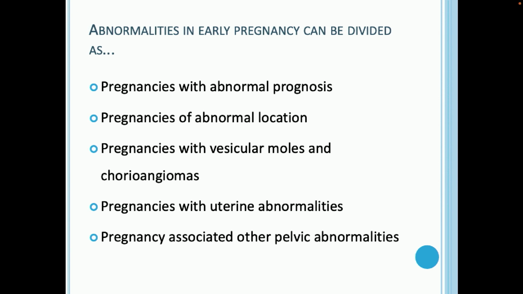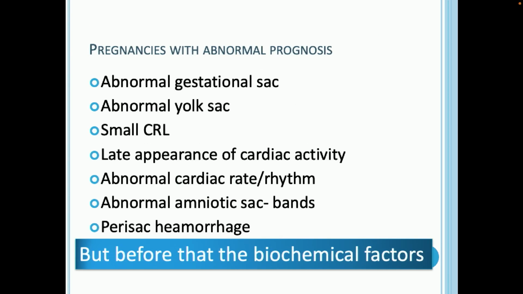With that normal growth, what are the abnormalities that you can diagnose in the early pregnancy? It can be abnormal prognosis of the pregnancy. It can be abnormal location of the pregnancy. It can be pregnancies with vesicular moles or chorioangiomas. It can be pregnancies with uterine abnormalities, and pregnancies associated with other pelvic abnormalities, which may be ureteric stones, appendicitis, or many other things, and therefore I have not included them in this presentation today. The rest of the things we will discuss.